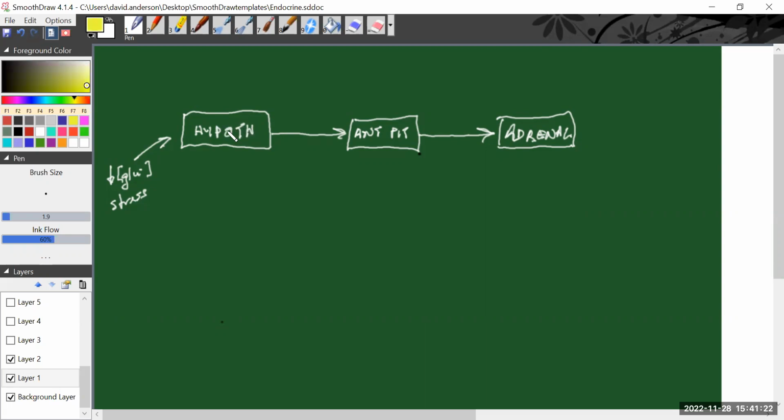So when we look at the pathway from the hypothalamus, these types of stimuli will be registered by the hypothalamus, and it's going to release a hormone called corticotropin releasing hormone. So CRH is cortico. And that stimulates the cells in the anterior pituitary gland to produce and release a hormone called ACTH.